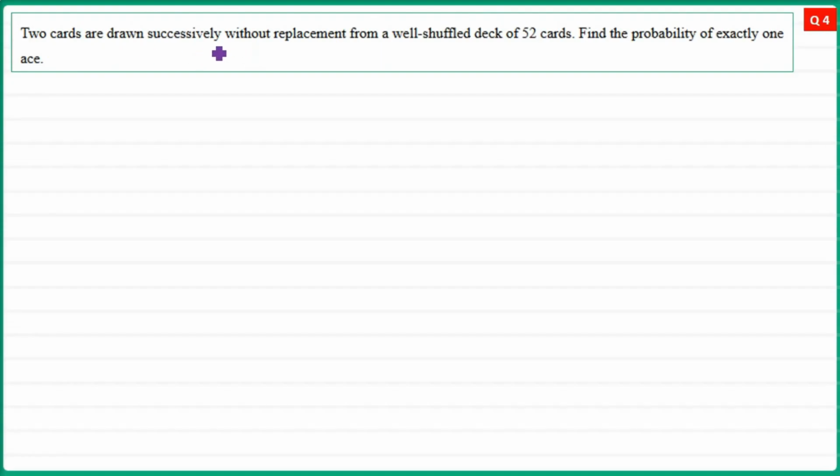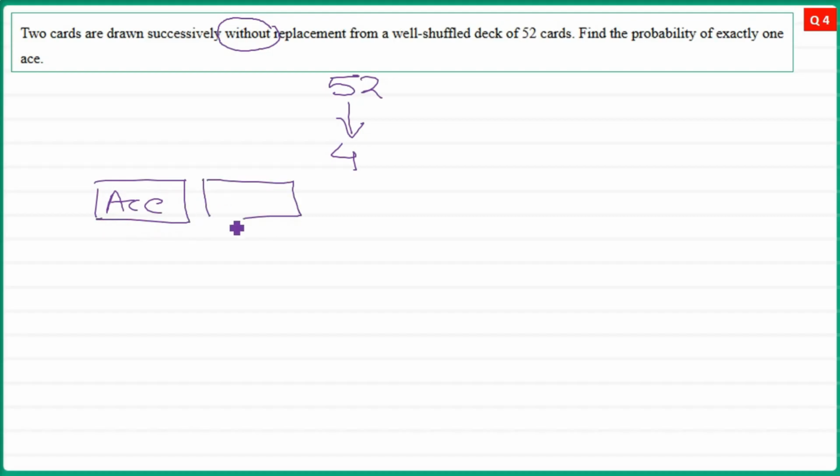2 cards are drawn successively, one by one, without replacement. Now without replacement is very important. With replacement, without replacement. From a well shuffled deck of 52 cards, find the probability of exactly 1 ace. Now there are 52 cards in all. In this we have 4 aces, exactly 1 ace. So the first ace can come, the first card, there are 2 cards actually. So the first will be an ace, the second can be any card. The second possibility is the first card can be any card, and the second card should be an ace.